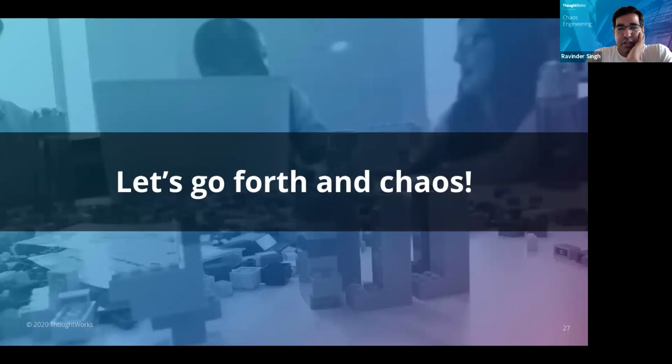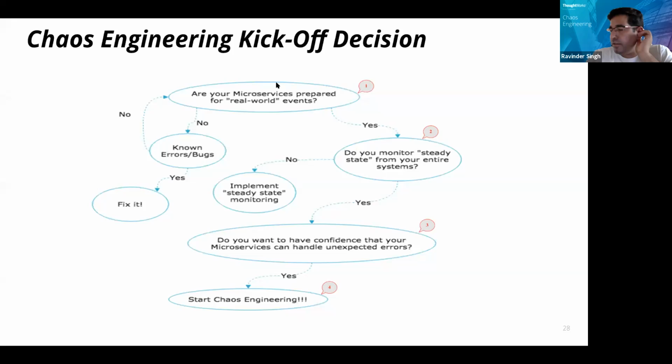Okay, considering the interest of time, let's start. Let's see how exactly we can plan out. So suppose you have an application, right? And you have to actually evaluate whether it is actually ready for your chaos engineering principles, whether you can actually do it or not. So the first foremost condition is you can check whether your microservices are prepared for real world events or not.